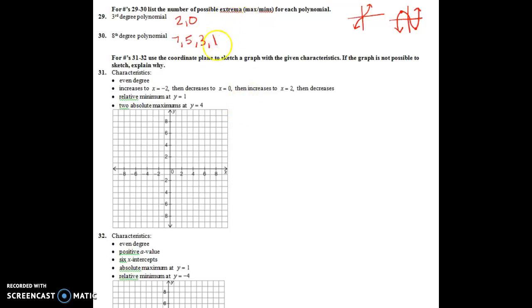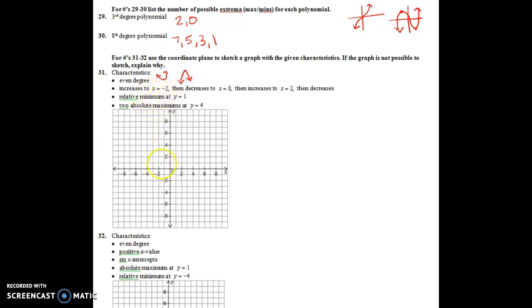So we talked about extrema in this chapter. Other things that we talked about for standard 3 were being able to sketch a graph. So it says use the coordinate plane to sketch the graph with the given characteristics. If it's not possible, explain why. So if it's even, we know our arrows are in the same direction. So it could either look something like this or something like this.